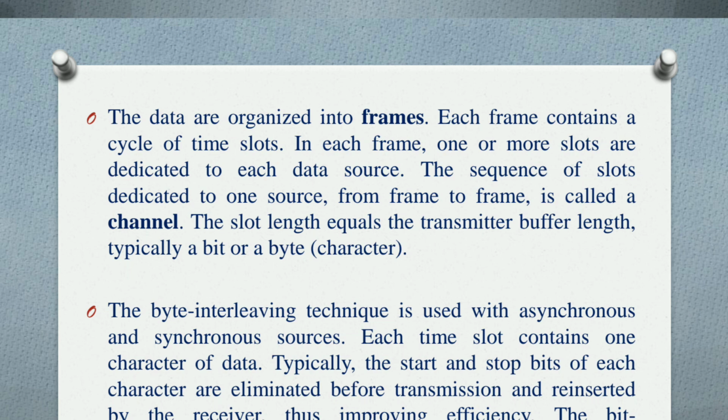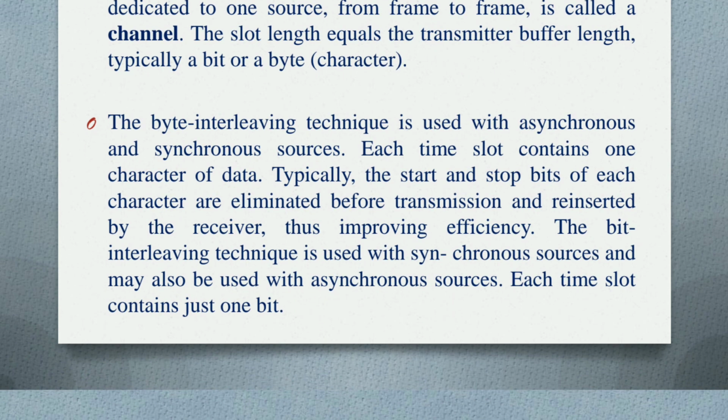In time division multiplexing, data is organized into frames while traveling on the data link. Each frame contains a cycle of time slots, with one or more slots dedicated to each data source. A sequence of data slots travels from one communication channel to another medium, and these slots have equal length, matching the transmitter buffer length as well as the bits or bytes of characters.